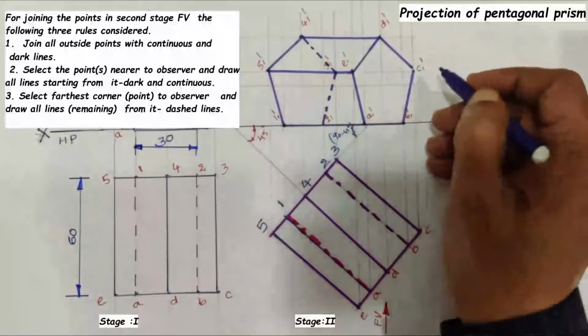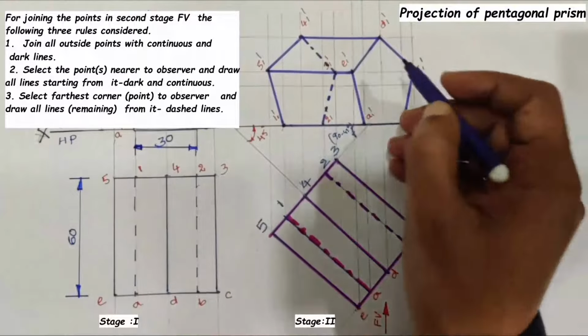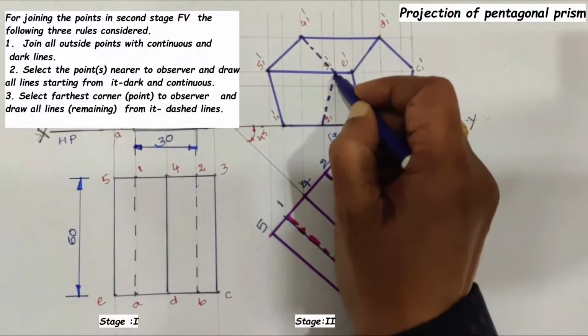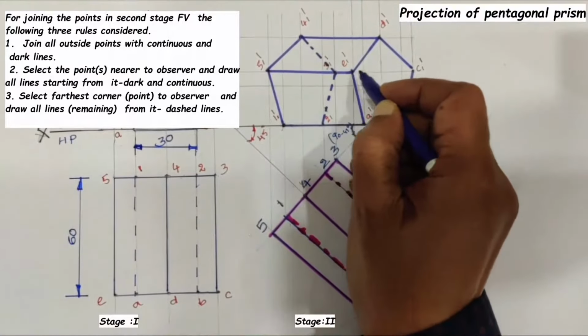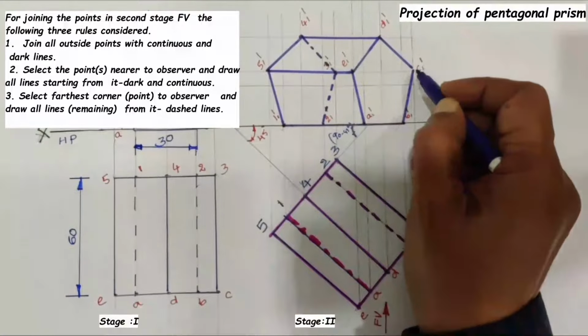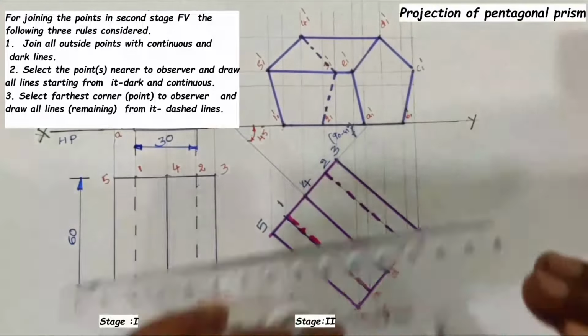Here 3 dash to C dash is a dashed line, but some portion of the line from 3 dash to E dash is continuous. The remaining portion is drawn as a dashed line.